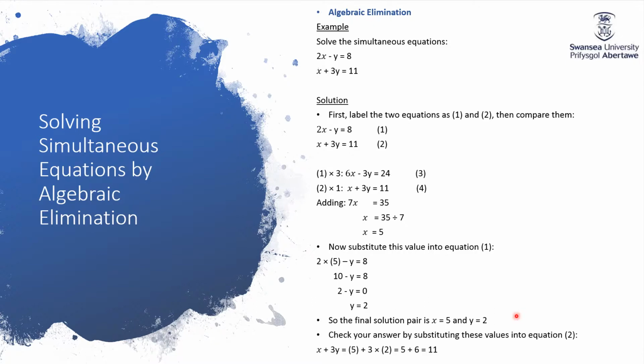The last thing you should do is just do a sanity check. So here we're going to substitute our x equals 5 and y equals 2 into equation 2. So therefore we have 5, because that's the value of x we derived, plus 3 times 2, because the value of y was 2, and that equals 5 plus 6, remembering to do BIDMAS in the right order, so multiplication before addition. Then 5 plus 6 equals 11, and does that equal what equation 2 equals? Indeed it does, so therefore we know we've got the right answer.